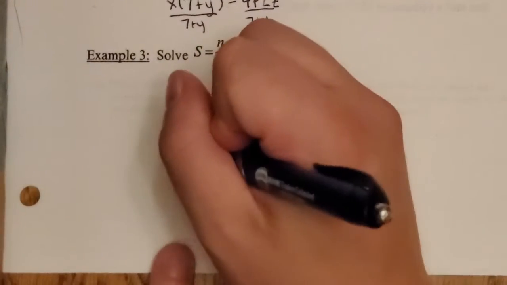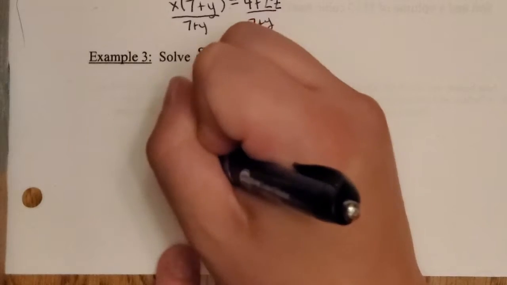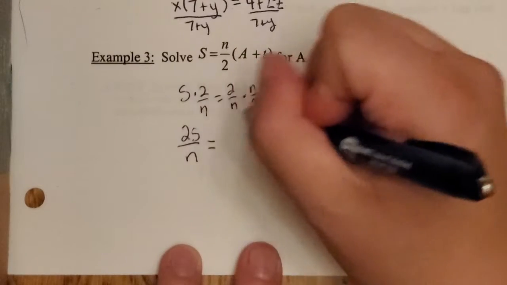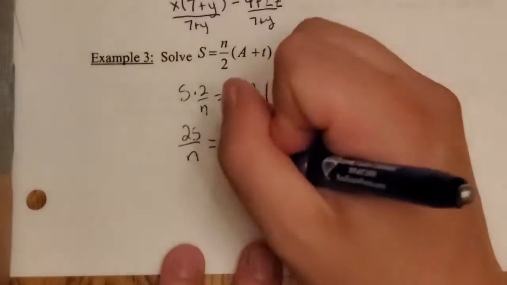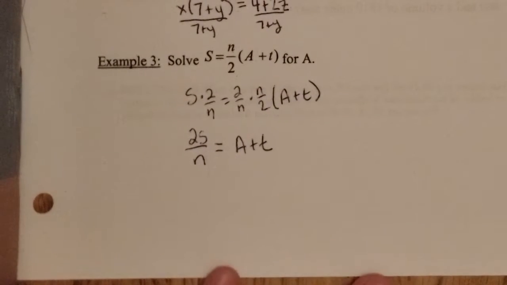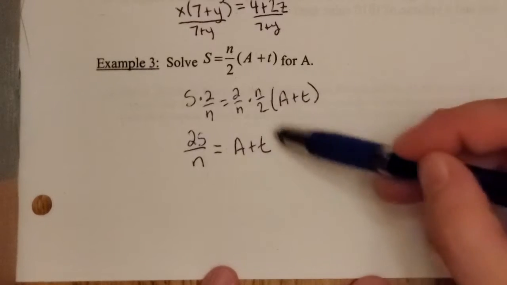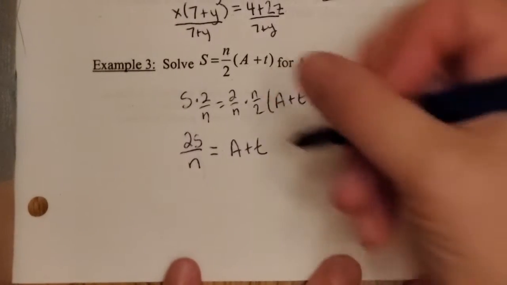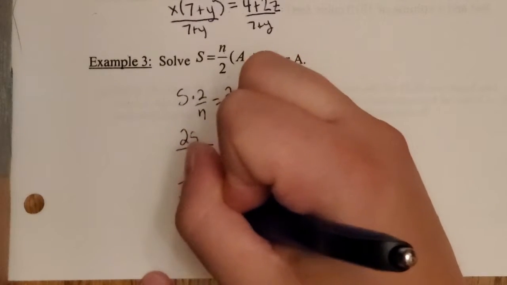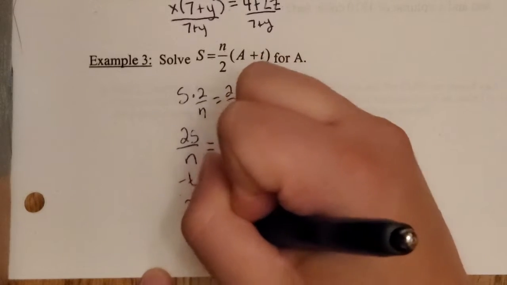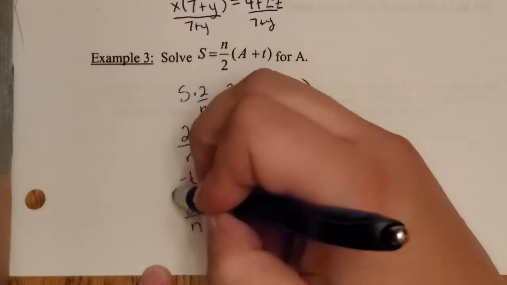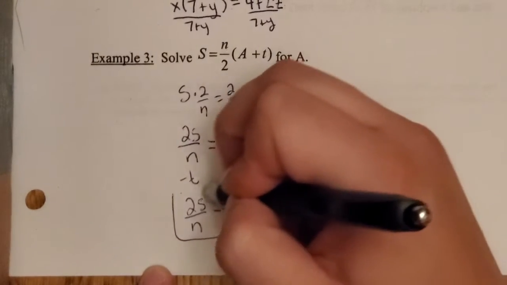So I'm multiplying by the reciprocal here on both sides. So when I simplify it, I have 2s over n on the left. On the right hand side, this part goes away because it equals 1. And I'm left with a plus t. My goal is to get a by itself, so I need to get rid of this plus t. To get t to the other side, I need to subtract it. So I have 2s over n minus t equals a. And that would be my answer.